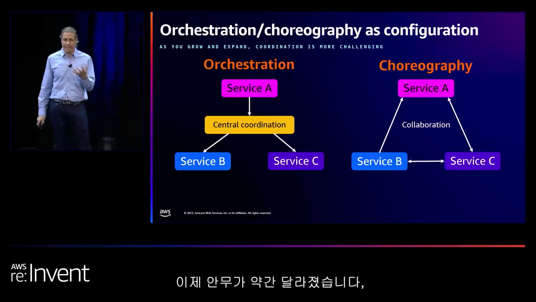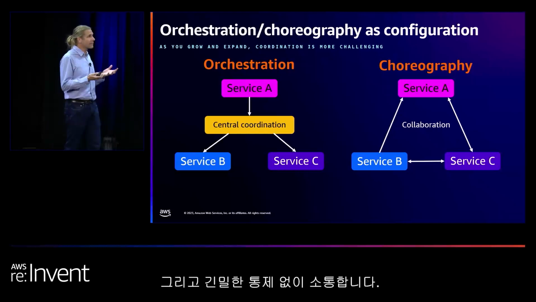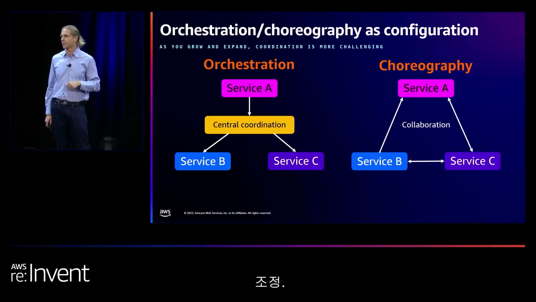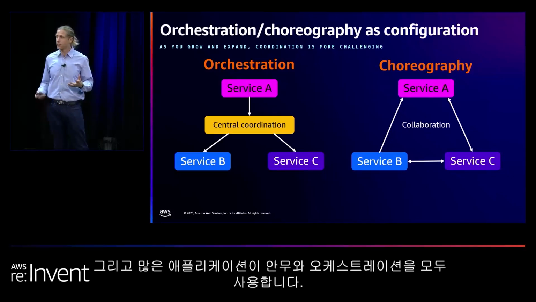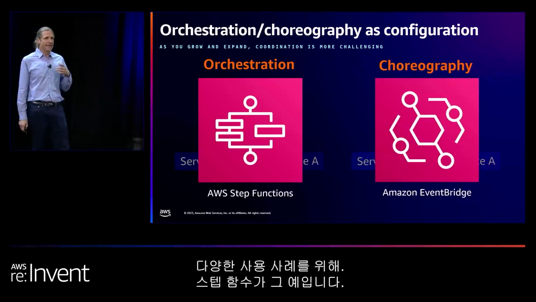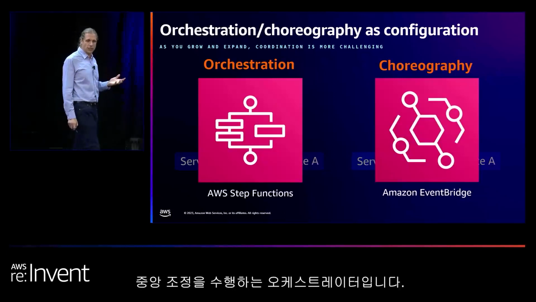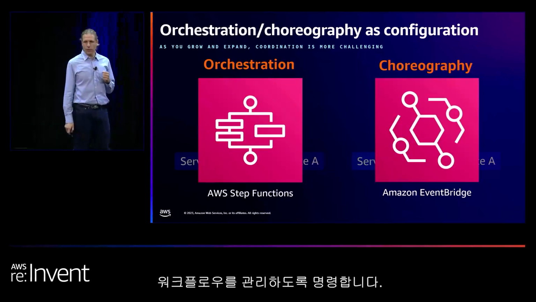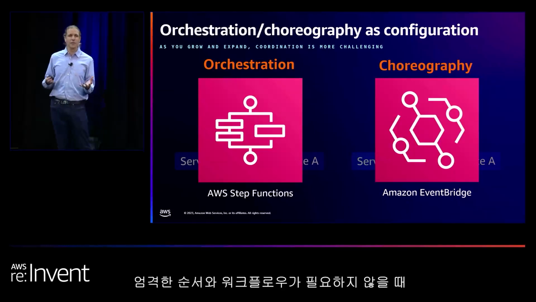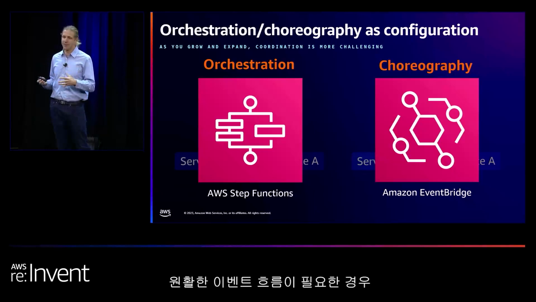Now, choreography is slightly different, and it communicates without tight control. Events flow between the services without any central coordination. And many applications use both choreography and orchestration for different use cases. Step Functions is an example. It's an orchestrator doing that central coordination and ordering to manage a workflow. EventBridge is a great choreographer when you don't need strict ordering and workflows and need events to flow seamlessly without centralized control.